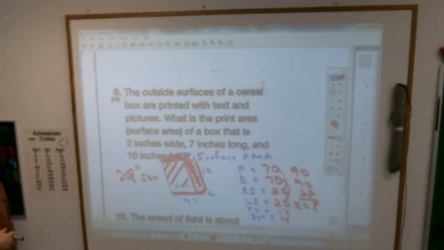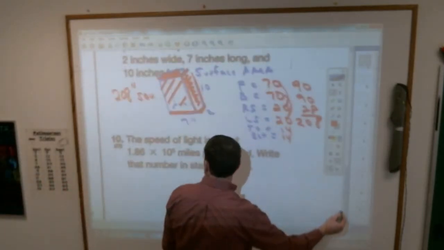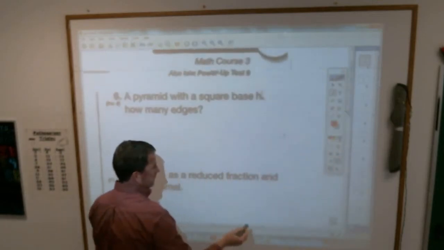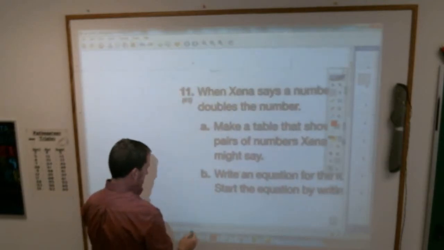Fisher? How did you do number 11? Number 11, is that over here on the other side? I'm sure it's on the other side. Oh, it's on the other page. How would I do number 11?